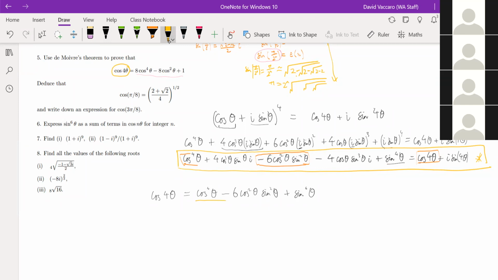What is different about this expression that I've obtained, the cos to the 4 theta minus 6 cos squared theta sine squared theta plus sine to the 4 theta, and the target identity, 8 cos to the 4 theta minus 8 cos squared theta plus 1? What do I have that I don't want?